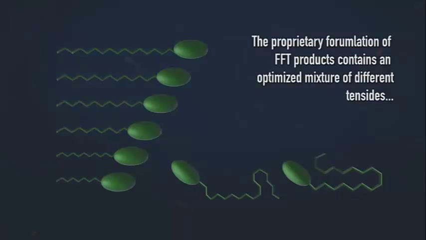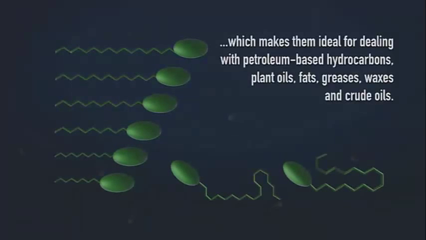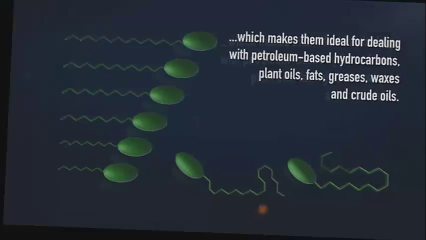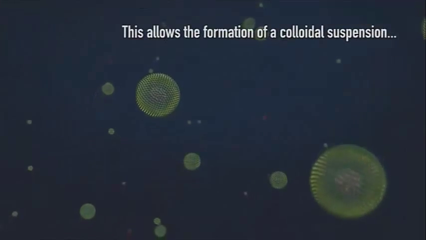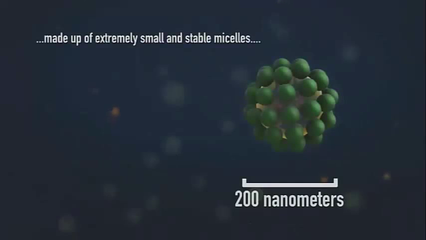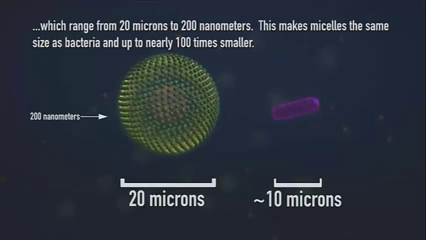The proprietary formula of FFT products contains a range of tensides optimized for dealing with petroleum-based hydrocarbons, plant oils, fats, greases, waxes, and crude oils. The action of the tensides forms a colloidal suspension made up entirely of small and stable micelles, which range from 20 microns to 200 nanometers, as bacteria-sized and smaller.